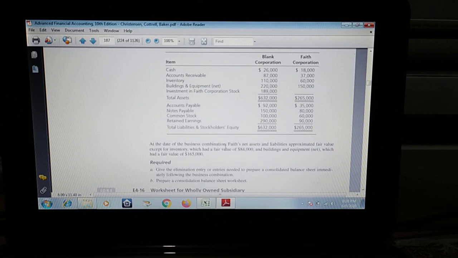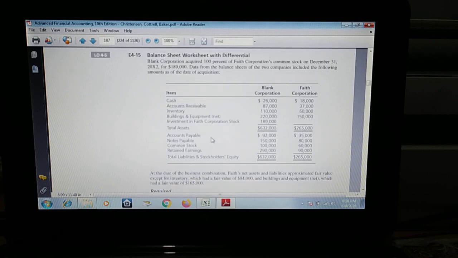At the date of the business combination, Fate's net assets and liabilities approximated fair value except for inventory, which had a fair value of $84,000, and then buildings and equipment net, which had a fair value of $165,000. So we are asked to give the elimination entries to prepare the consolidated balance sheet worksheet, okay, and then we are asked to do the consolidation balance sheet worksheet, okay.